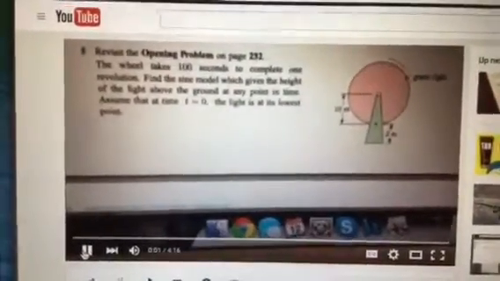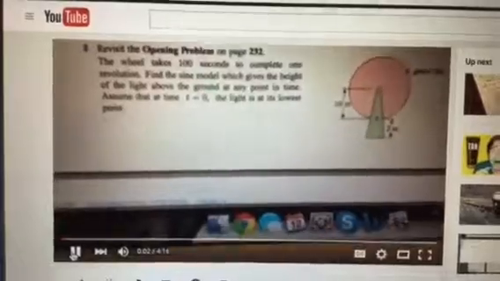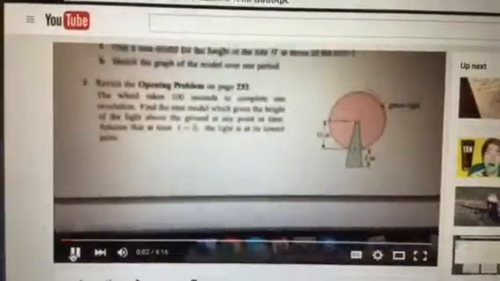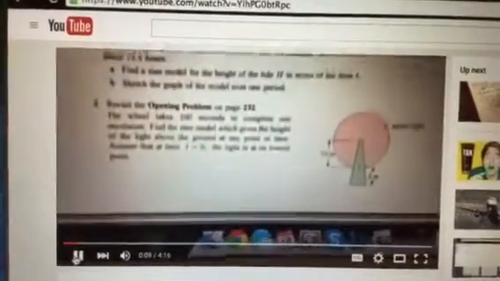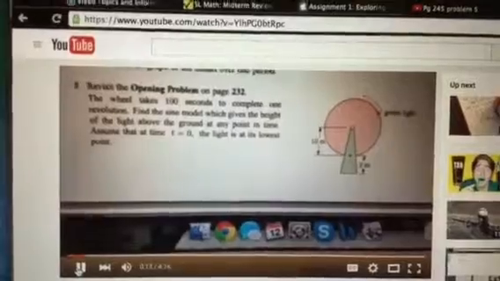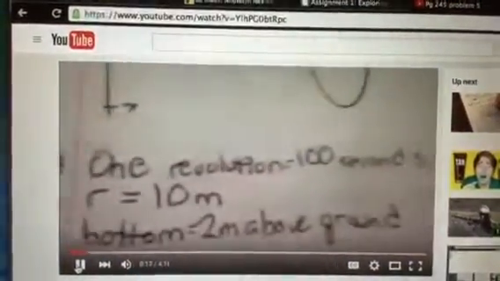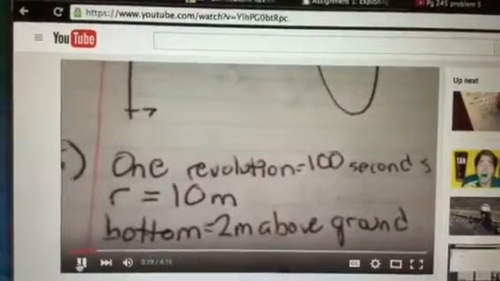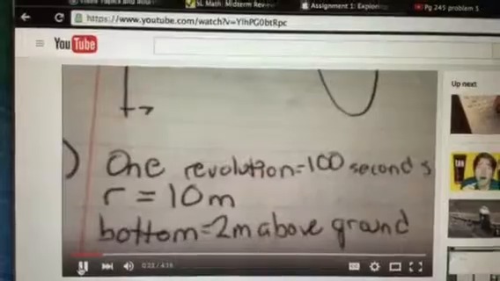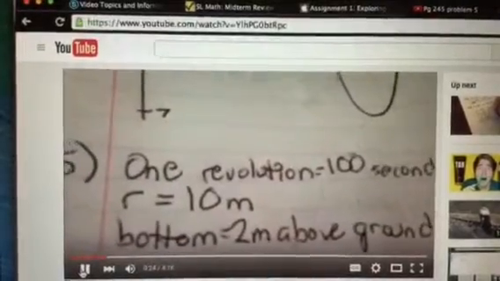So this is how to do number 5 on page 245, chapter 10, section C. We looked at this problem originally a while ago, but we are coming back to it again. So I wrote down some of the important information that's given to us. 1 revolution takes 100 seconds to complete. The radius of the wheel is 10 meters, and the bottom of the wheel is 2 meters above the ground.